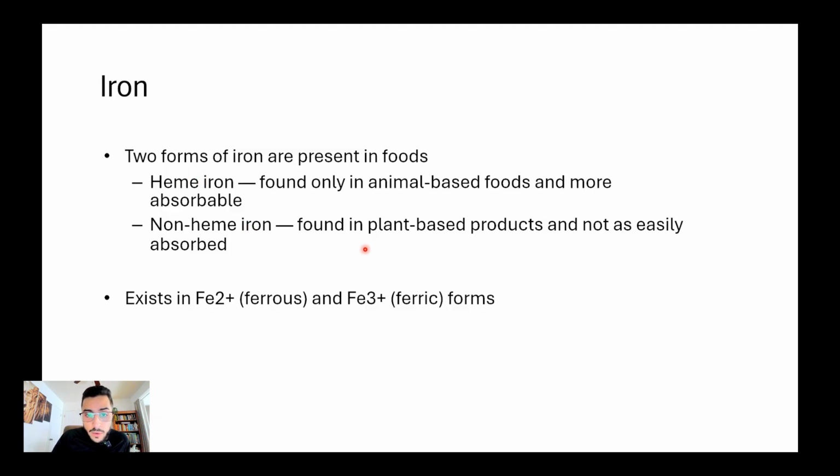Non-heme iron, on the other hand, is found in plant-based products and not easily absorbed. And this is just because there isn't only one shape or form. There are many types of non-heme iron. Some of them are more hidden within the molecule than others, and so it is harder to digest. Okay, it exists in two forms.